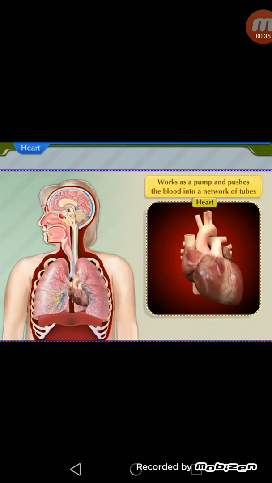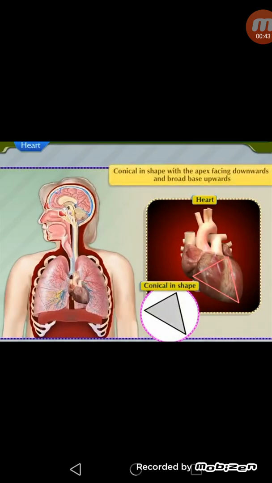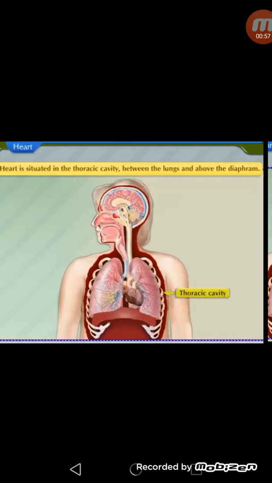It works as a pump. Firstly, you should know it works as a pump and pushes the blood into a network of tubes which are called blood vessels. It is conical in shape with the apex facing downwards and the broad base upward. It means its pointed end is towards the lower side and the broad end is towards the upper side, as you can see in this diagram also.